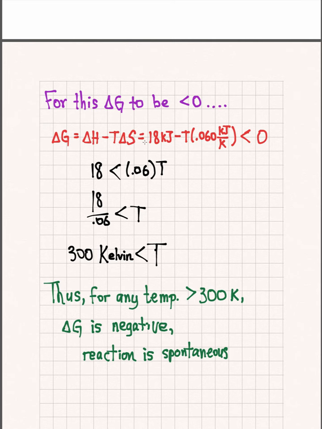So if I want this delta G to be negative, I want to set this minus this to be negative. Solve the inequality. Did I do this correctly? So what do?